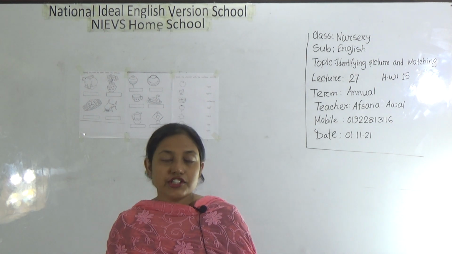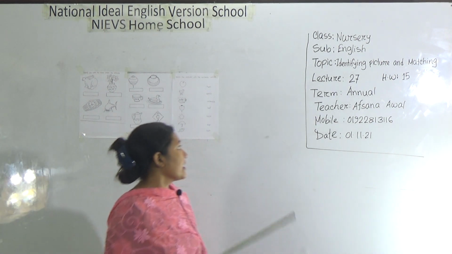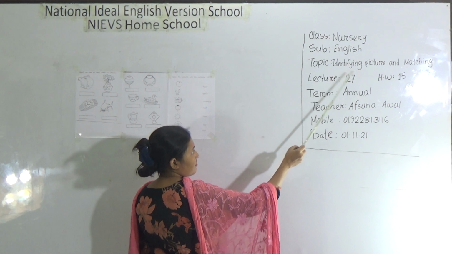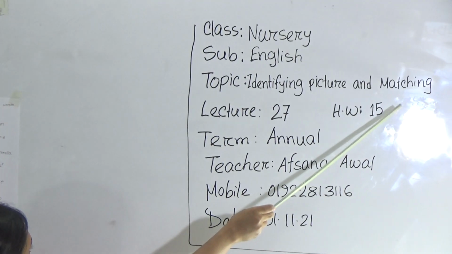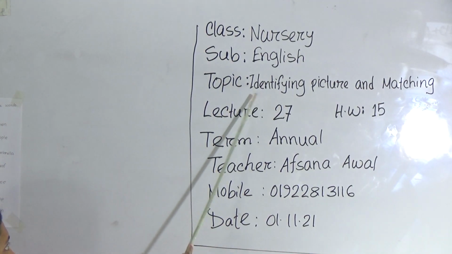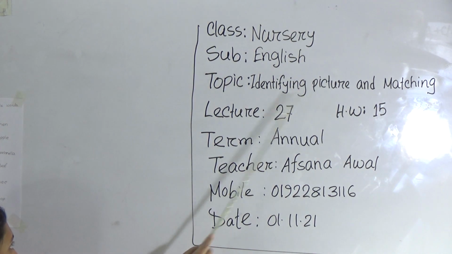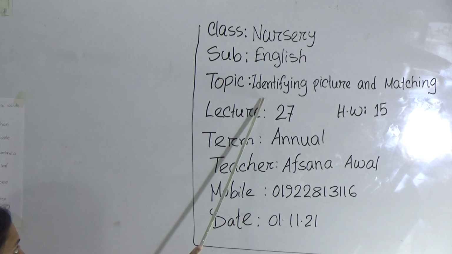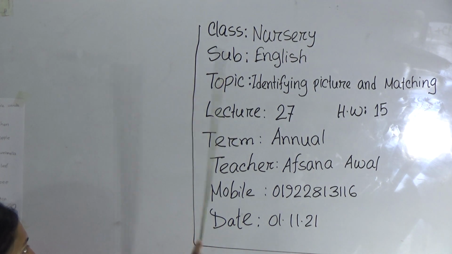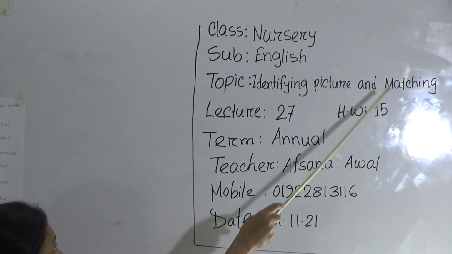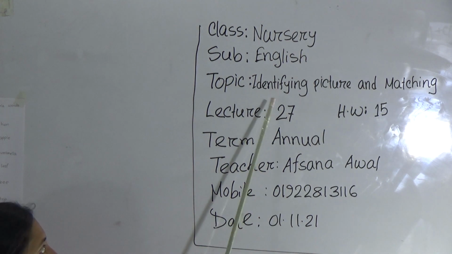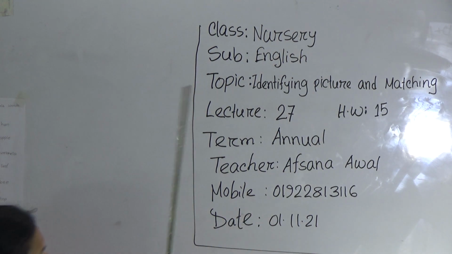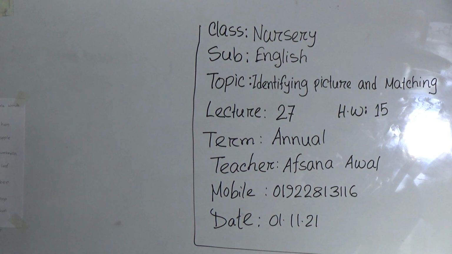I will take your English class, students. Our today's topic is identifying picture and matching. That means there are some pictures; we have to identify the picture and write their names. And another topic is matching. That means today we will learn two topics. So let's start our class.